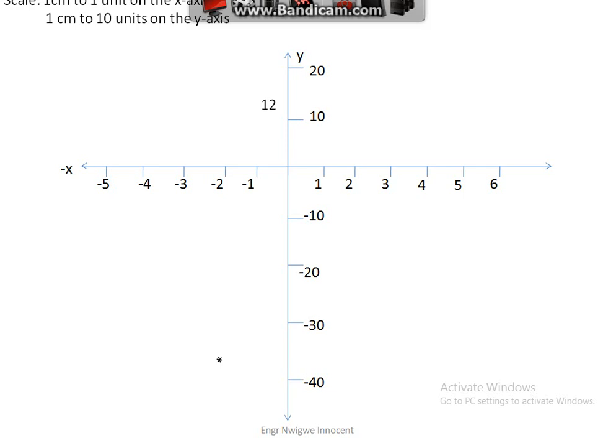Then we now have a four quadrant coordinate. Then we now go to the table. Since we have gotten the values of y by substituting x in the equation y equals 3x(4 minus x), the first value of x is minus 2 and the first value of y is minus 36 from the table.